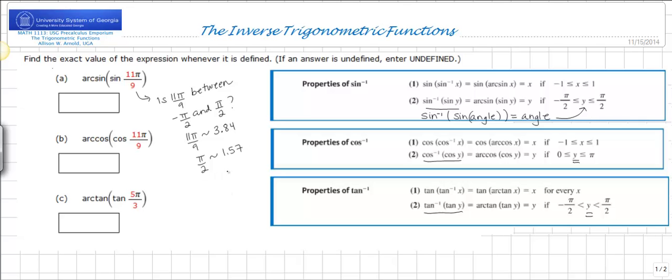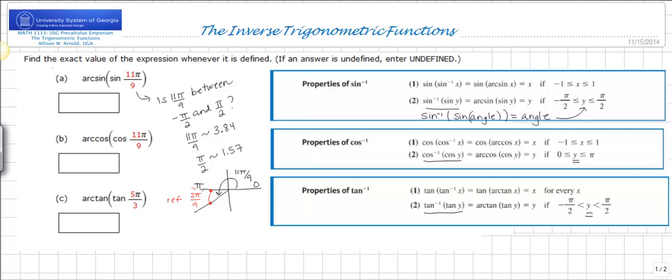So what we need is an angle that has the same reference angle as 11 pi over 9, but is in a quadrant that we can use for inverse sine. And therefore you want to make sure you choose the quadrant where they produce the same trig function value. Now remember I said this was 9 pi over 9, so this is a reference angle of 2 pi over 9.